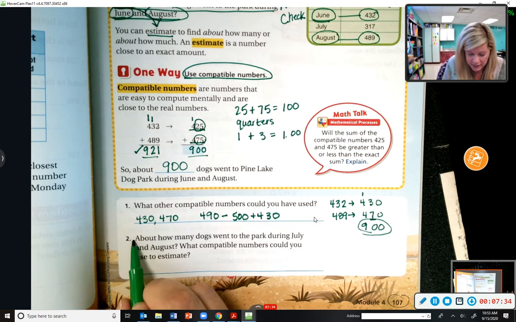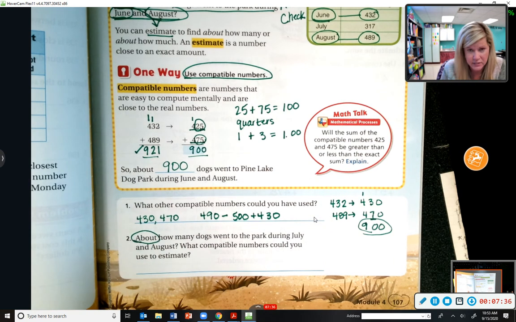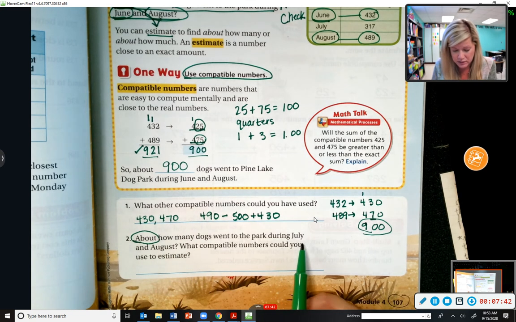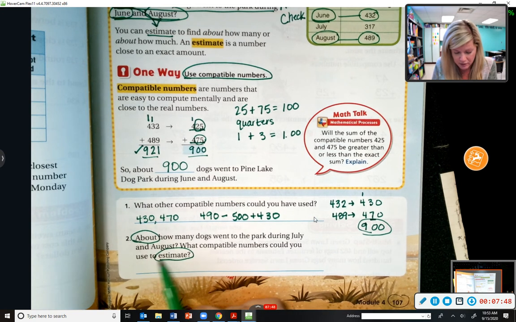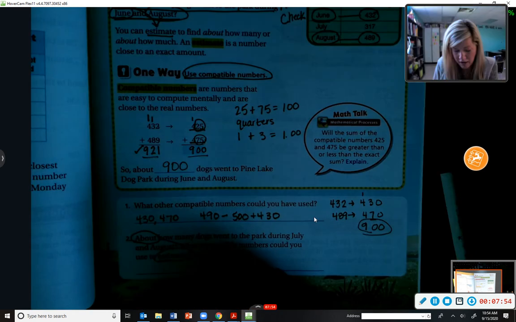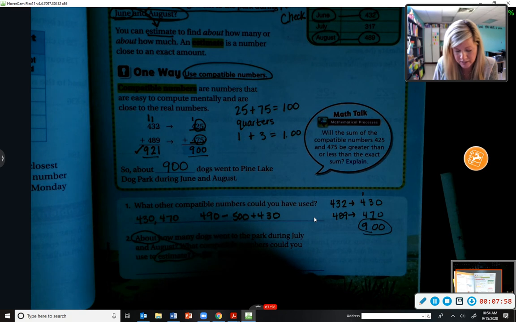There's that word again, about. So that means they want us to estimate. They don't want the exact answer. About how many dogs went to the park during July and August? What compatible numbers could you use to estimate? So again, estimate and about are keywords for not the exact answer. You want something that's close.